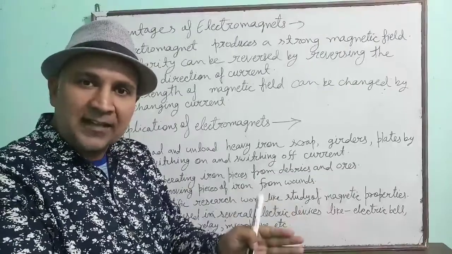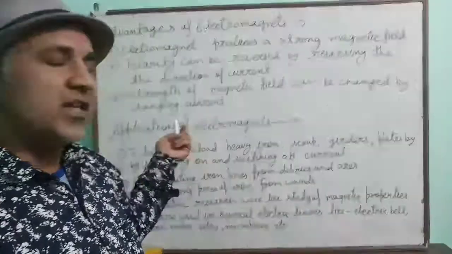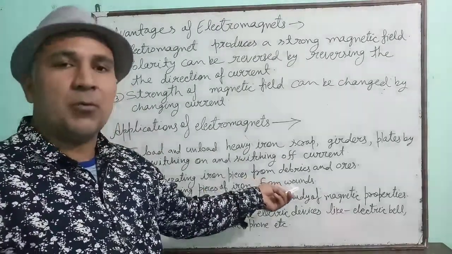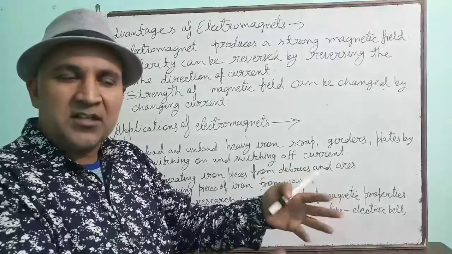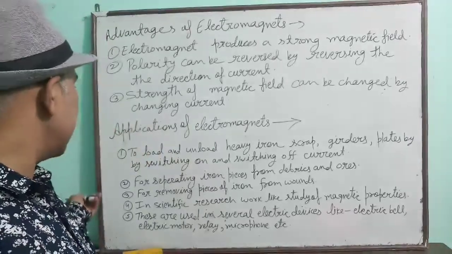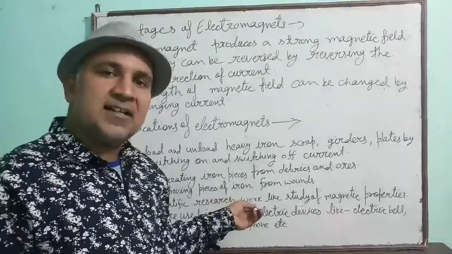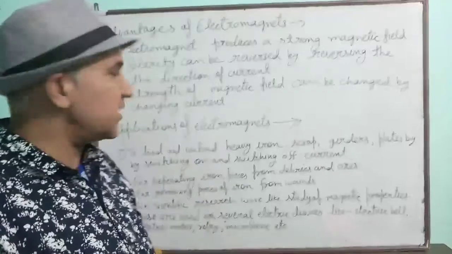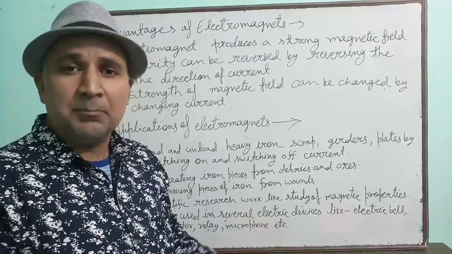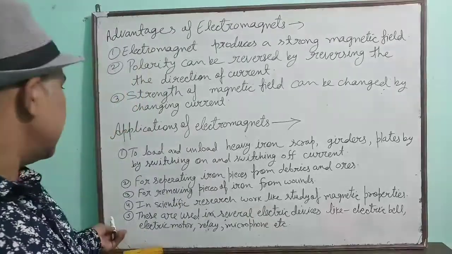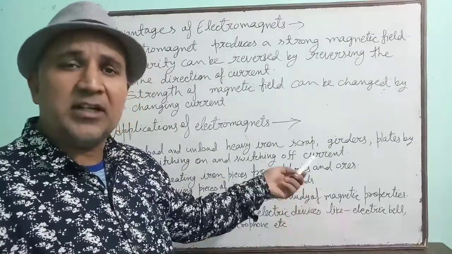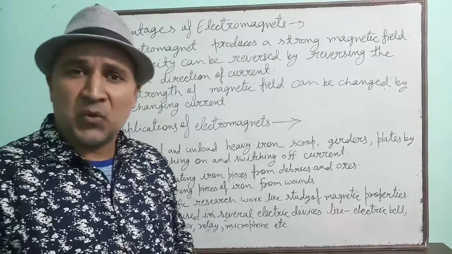If we have to separate iron products from somewhere, then we can use the electromagnets. Third one is for removing pieces of iron from wounds. If we have to remove iron from there also, then we can use the electromagnets. Fourth one is in scientific research work. In scientific research work also electromagnets are used, for example to study magnetic properties. Now, these are used in several electric devices like electric motor, electric bell, generator and so on.